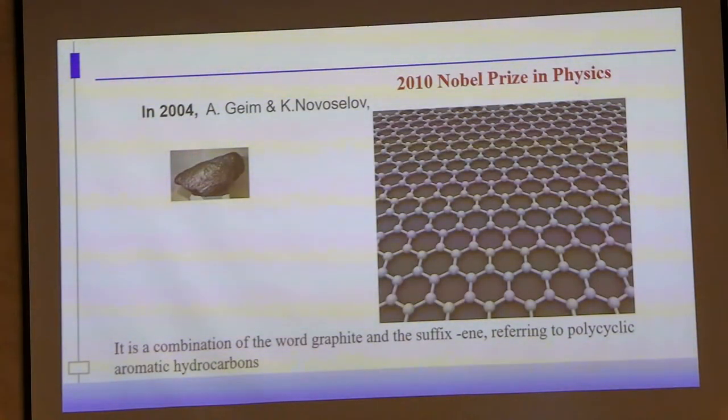In 2004, again, the discovery of graphene and the importance of this material: within 6 years, they won the Nobel Prize in physics. Within 6 years, that's the fastest. It was just unbelievable. That shows how one fellow can win a Nobel Prize so fast.